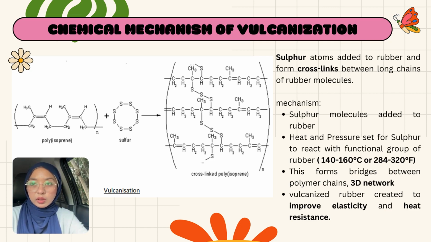Firstly, sulfur molecules are mixed with the rubber to form cross-links between long chains of rubber molecules under heat and pressure, typically around 140 to 160 degrees Celsius or 284 to 320 degrees Fahrenheit. The sulfur atoms start reacting with certain functional groups on the rubber molecules. This forms bridges between adjacent polymer chains, creating a three-dimensional network. This network structure gives vulcanized rubber improved properties such as elasticity and resistance to heat and chemicals.